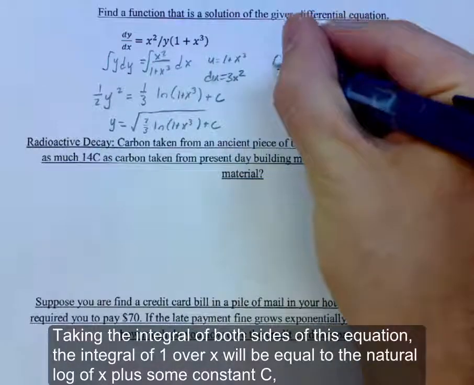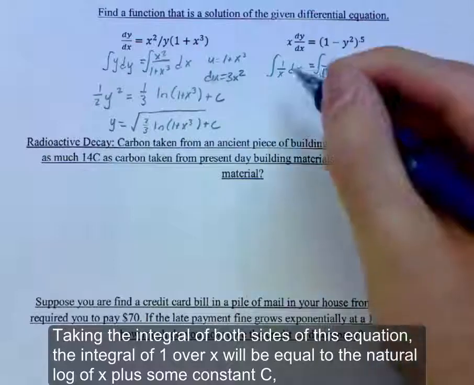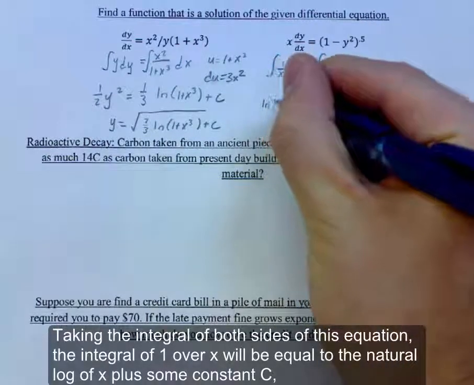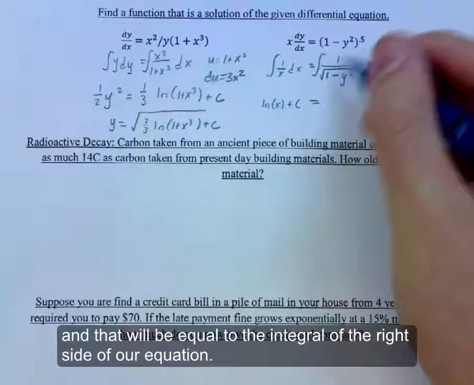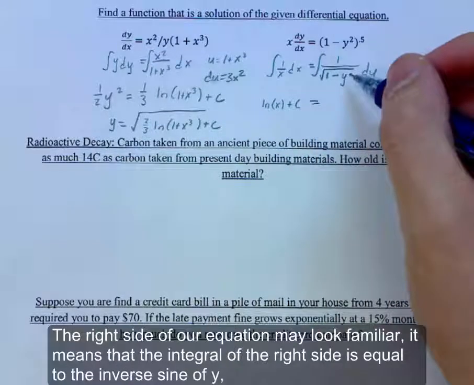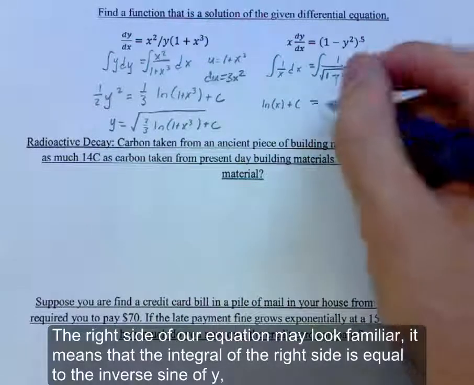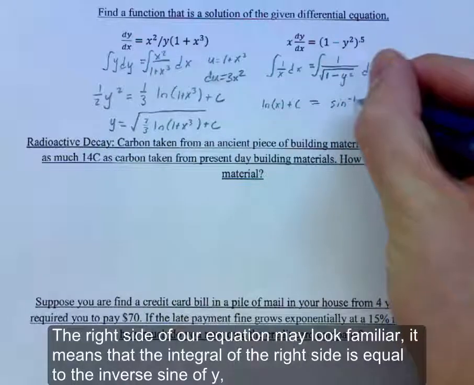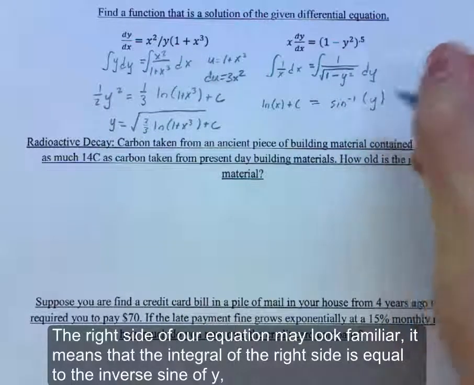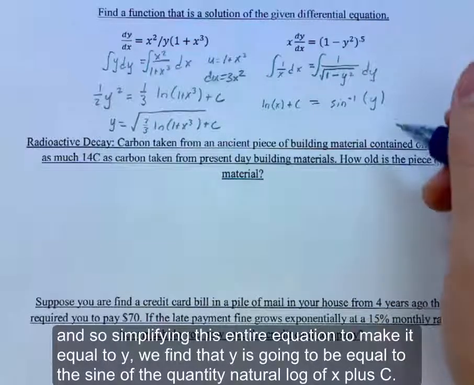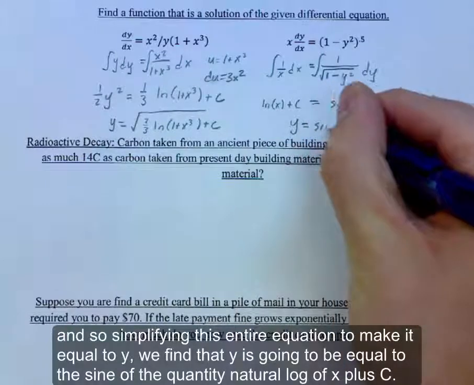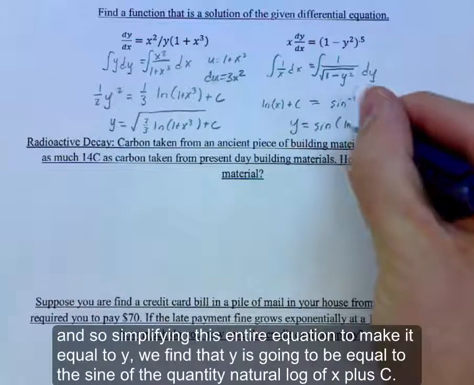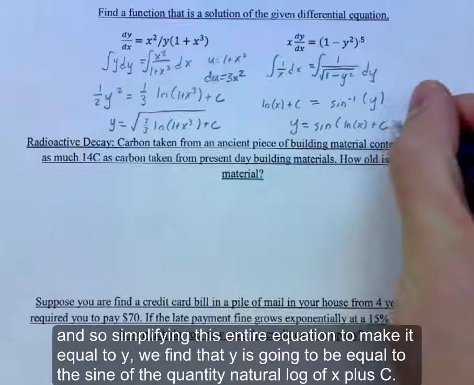Taking the integral of both sides of this equation, the integral of 1 over x will be equal to the natural log of x plus some constant c, and that will be equal to the integral of the right side of our equation. The right side of our equation may look familiar. It means that the integral of the right side is equal to the inverse sine of y. And so simplifying this entire equation to make it equal to y, we find that y is going to be equal to the sine of the quantity natural log of x plus c.